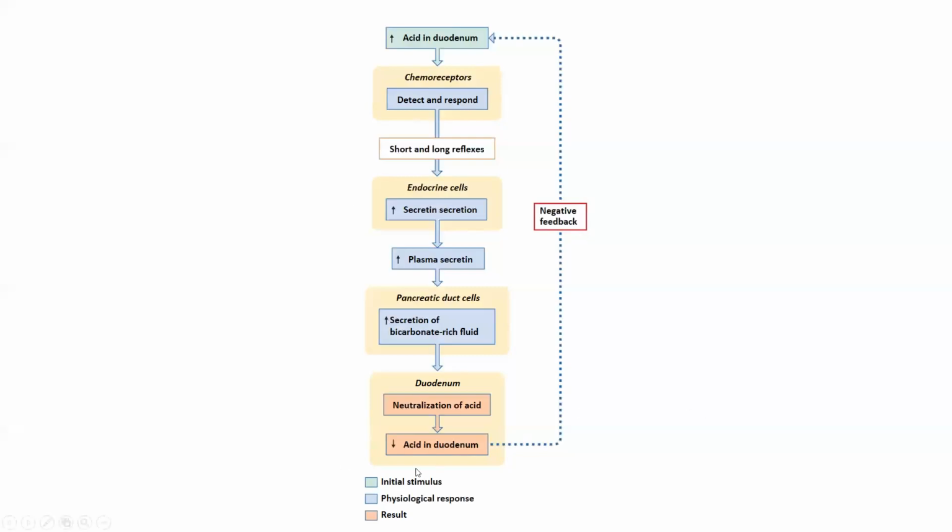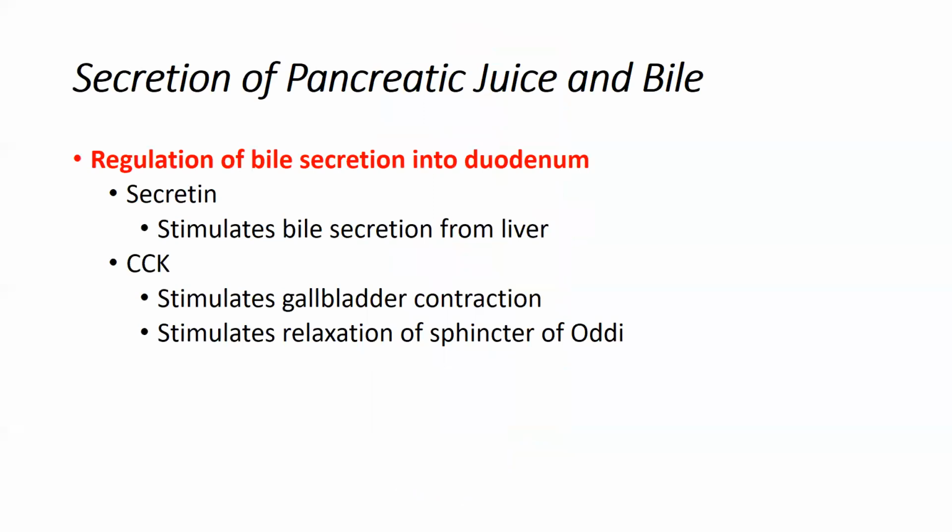And that's going to bring about the bicarbonate release into the duodenum, which will neutralize the acid in the duodenum. And this feedback does turn off. So once the acid in the duodenum is neutralized, we turn off that initial response, which again is the acidity of the chyme that's coming into the duodenum.